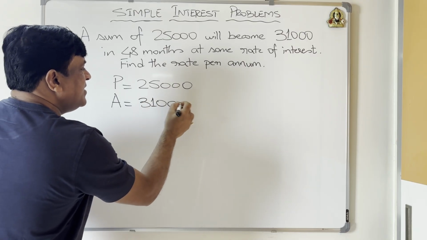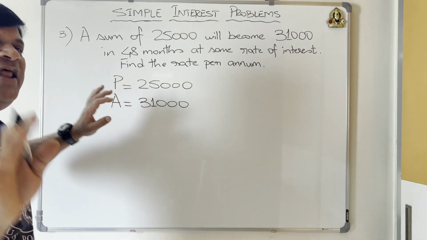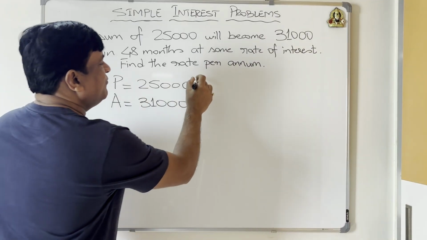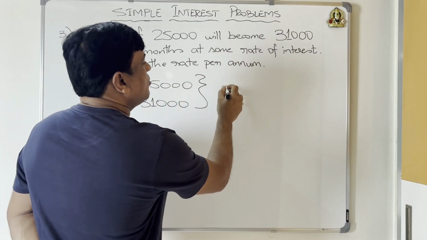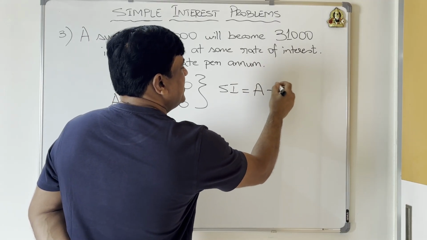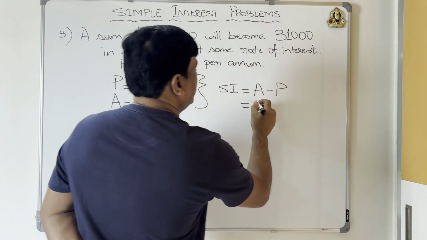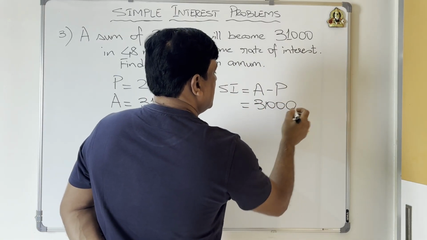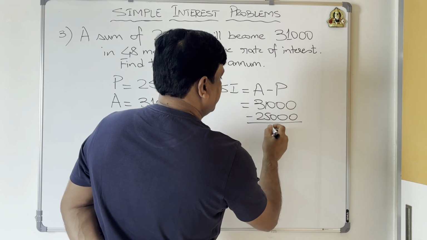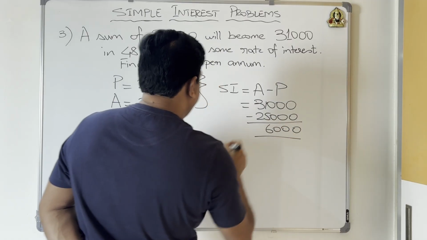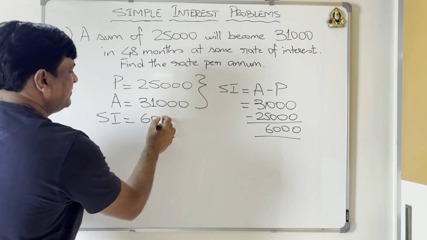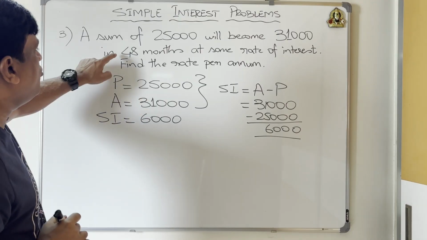So understanding the numbers and putting it in perspective will help to solve the problem, right? So now from this particular information, what can I get? Can I calculate the simple interest over here? Simple interest is amount minus P. So you have the amount as 31,000 minus your principal, which is 25,000. What do you get? 6,000. That's your simple interest. I can put it over here that simple interest on that particular principal will be 6,000. Done, right? Now go back to the question.